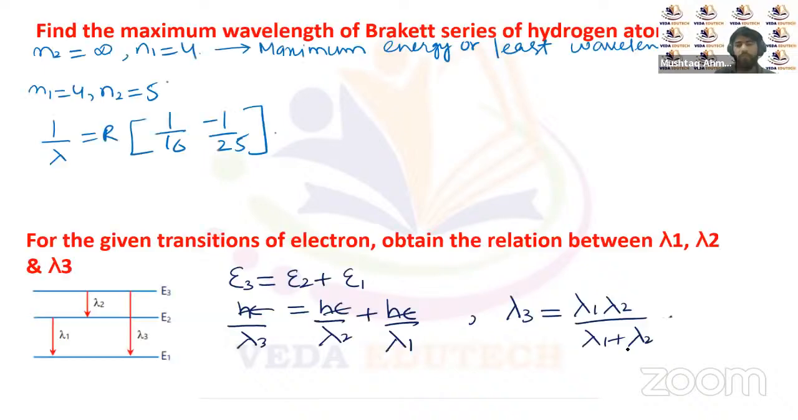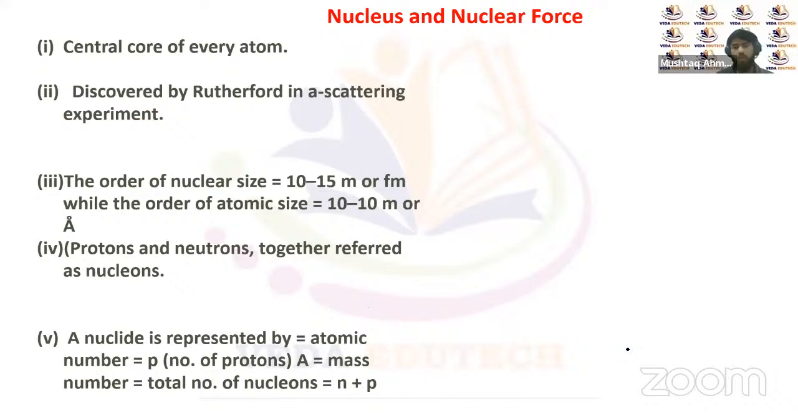So that's it with respect to the hydrogen atom. We're done with the hydrogen atom. We'll be moving towards the nucleus. According to Rutherford's model, we discovered the center of the atom, which was called the nucleus. The central core of every atom is called the nucleus, and it was discovered by Rutherford during the alpha particle scattering experiment.